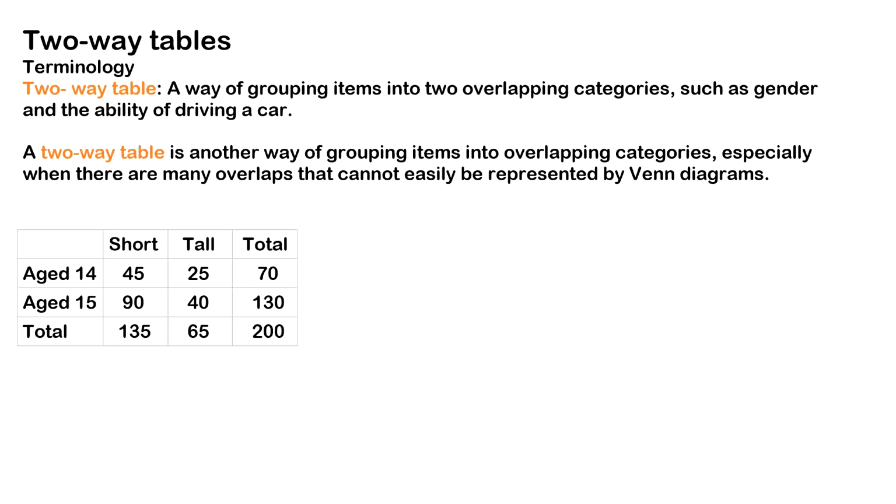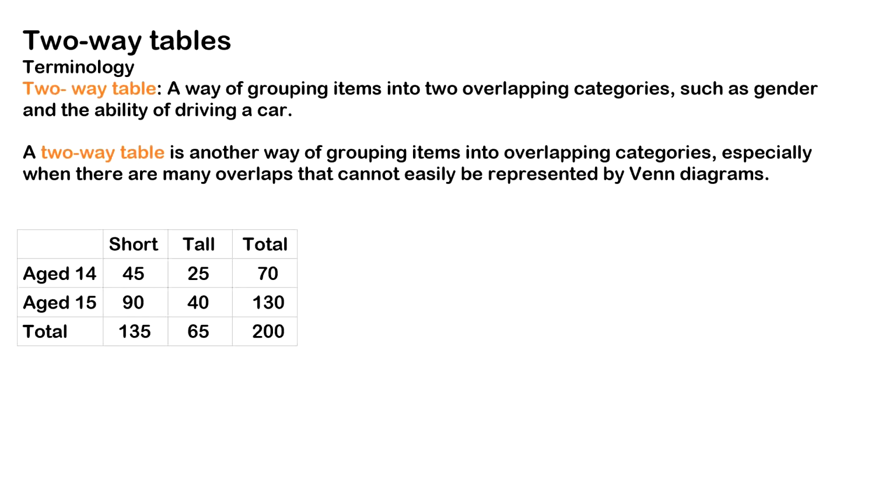In this video, we will be covering two-way tables. A two-way table is a way of grouping items into two overlapping categories, such as gender and the ability of driving a car. Again, a two-way table is another way of grouping items into overlapping categories, especially when there are many overlaps that cannot easily be represented by Venn diagrams.